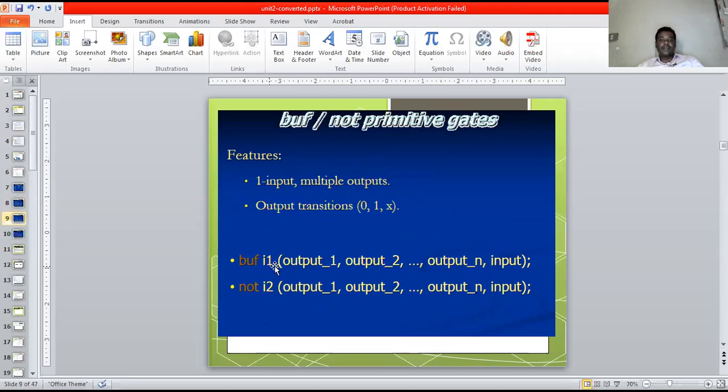So the buffer has how many outputs here? One input as well as multiple outputs. Similarly, the NOT gate has one input as well as multiple outputs here. So this is known as the buffer as well as the NOT gate: one input, multiple outputs. So it has multiple output transitions: logic 0, logic 1, and x, where x is known as the unknown value here.